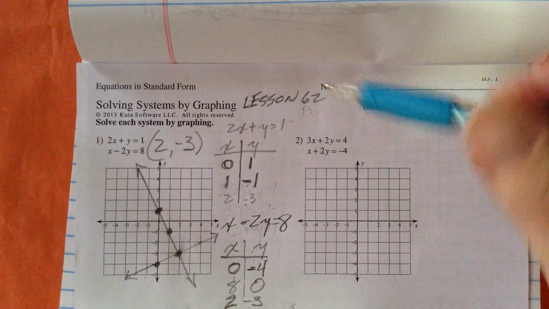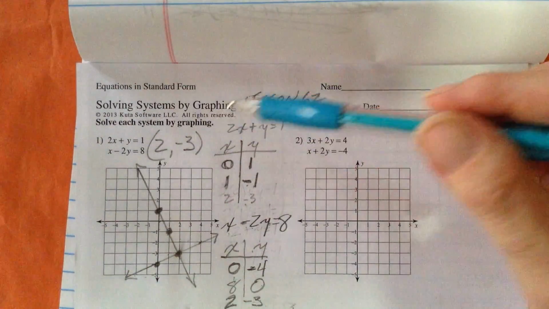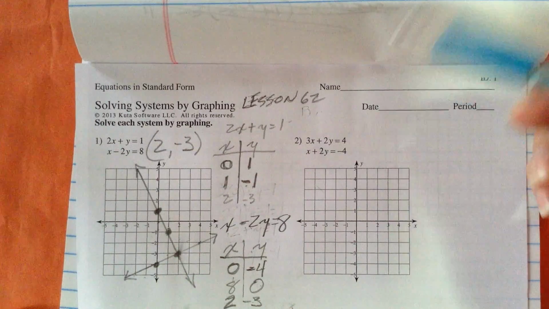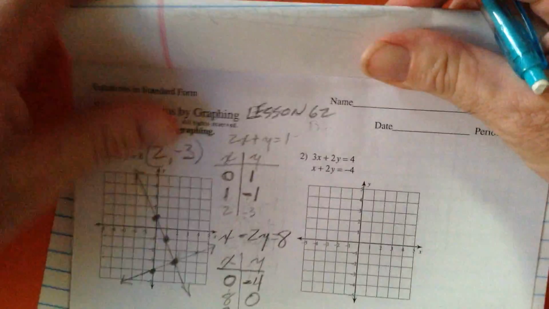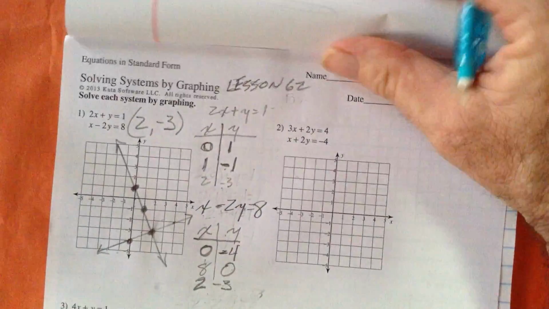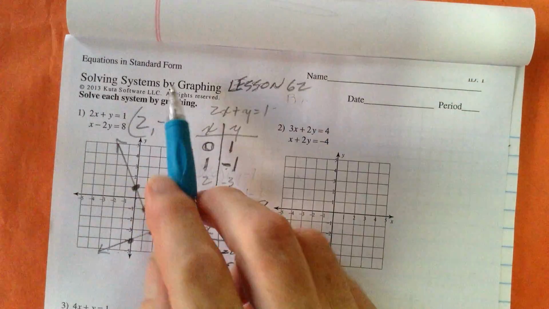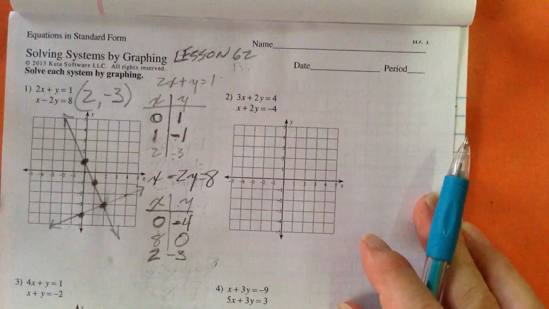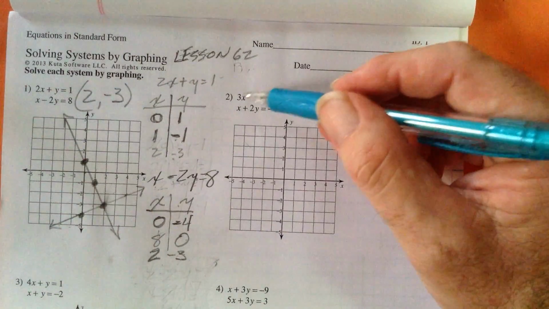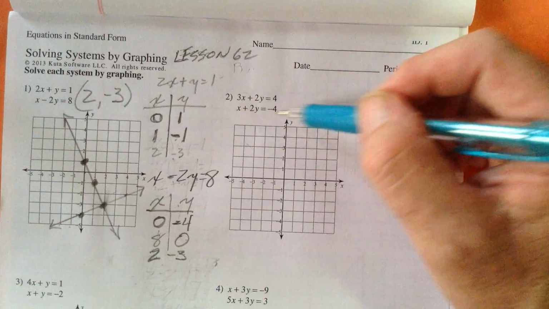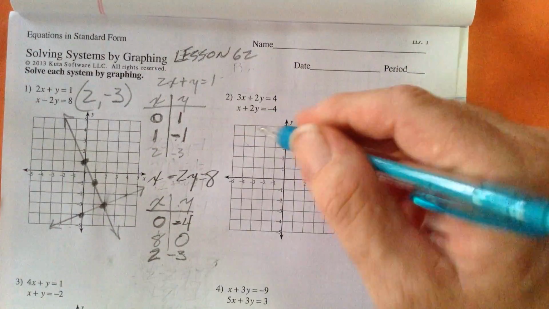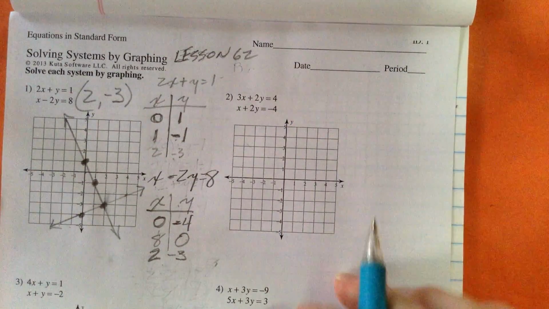Okay, another example for lesson 62 is solving a system by graphing. Now remember, there are other ways of doing the solving, covered in 63 and 64, but this is solving by graphing so that you can see what we're actually trying to solve. So here we have two linear equations, and we're going to graph two lines on here, and we're trying to see where they cross over.